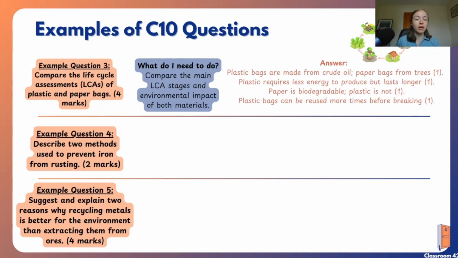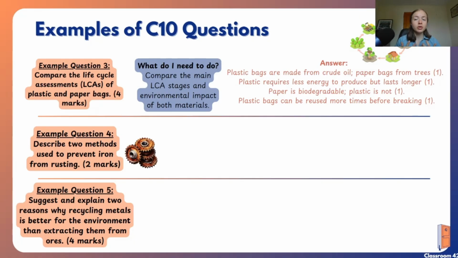So plastic bags are made from crude oil, paper bags from trees. That's described in our raw materials. Plastic bags require less energy to produce but last longer. That's another mark there for a direct comparison. Paper is biodegradable, plastic is not. Again, another comparison there. And finally, plastic bags can be reused more times before breaking than paper bags. We probably should have mentioned paper bags at the end. But that's given 4 comparisons of different stages of that life cycle assessment for 4 marks.